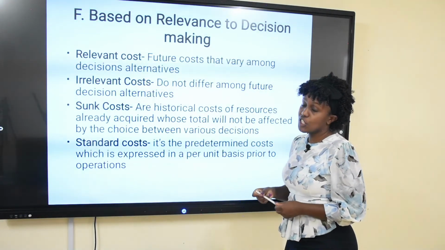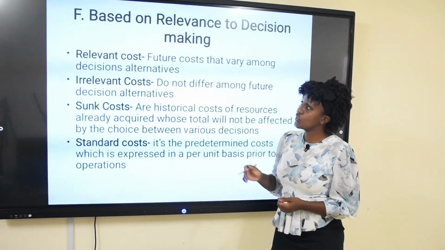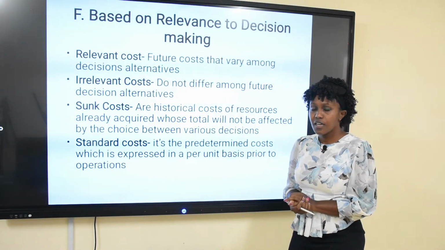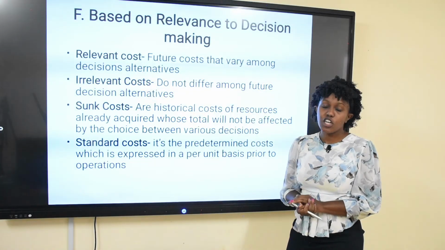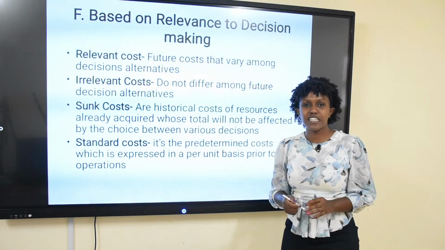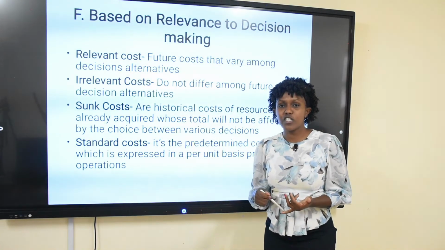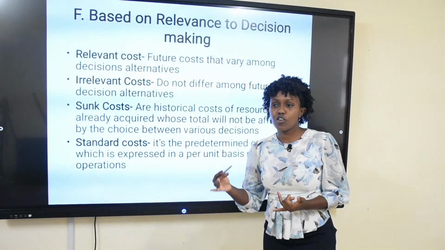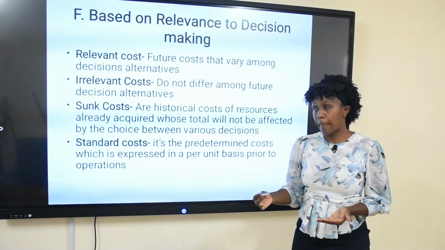The other classification is based on the relevance to decision making. So here we have several costs. Number one, we can start with relevant costs. This is a future cost that changes among decision alternatives. A relevant cost is a cost that can influence a decision. So if you are making a decision in the future, the cost of different alternatives is a relevant cost.